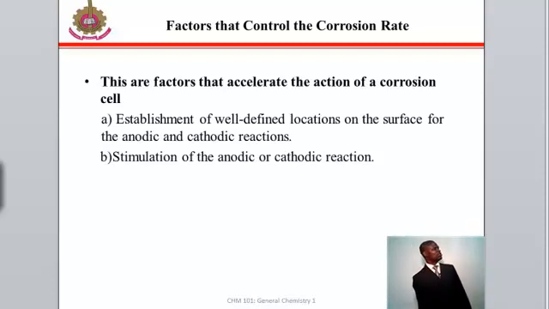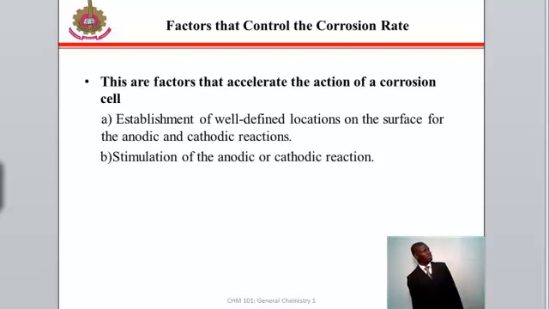The second one is a stimulation of the anodic or cathodic reaction. These could be explained as aggressive ions such as chloride tend to prevent the formation of protective oxide films on the metal surface and thus increase corrosion. Sodium chloride is encountered in marine condition and is spread on roads in winter.